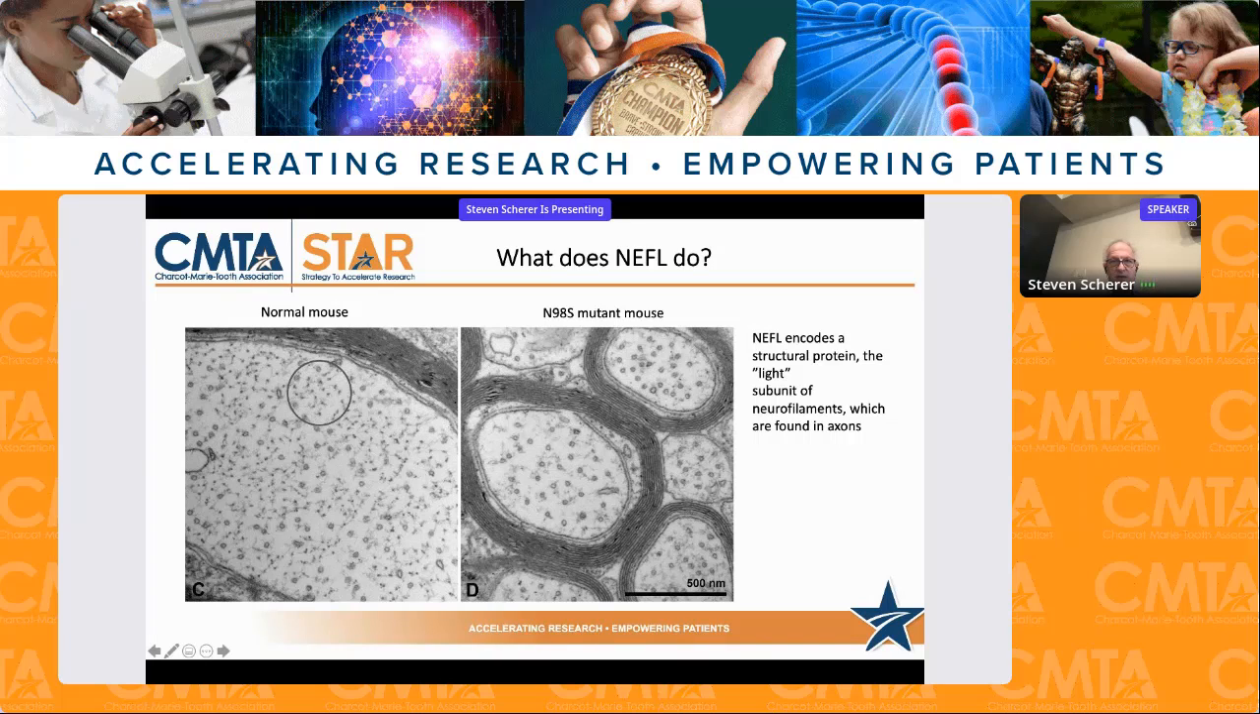And if you look at an animal model that lacks neurofilaments, an animal model of CMT2E, you don't see those little dark spots. You see the microtubules, which are a bit bigger, but you don't see the neurofilaments. So to a first approximation, it looks like CMT2E is the consequence of having no neurofilaments, which is what the neurofilament light mutations typically do. So that's what we want to fix.